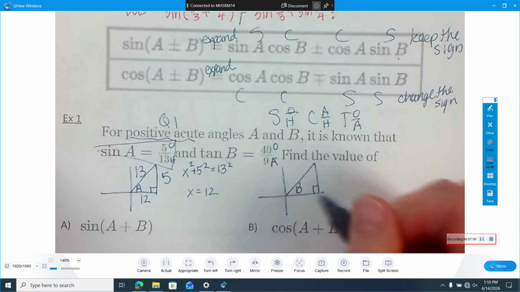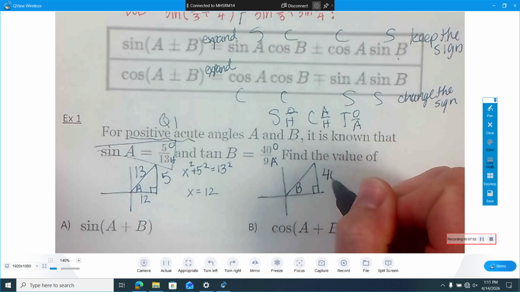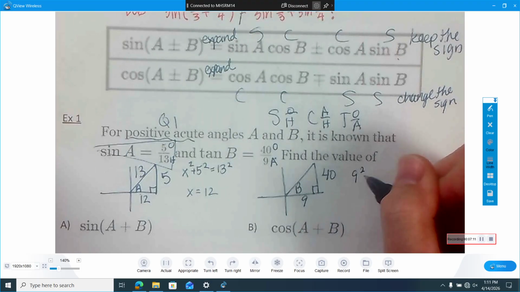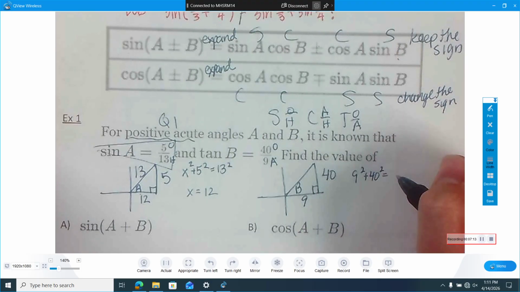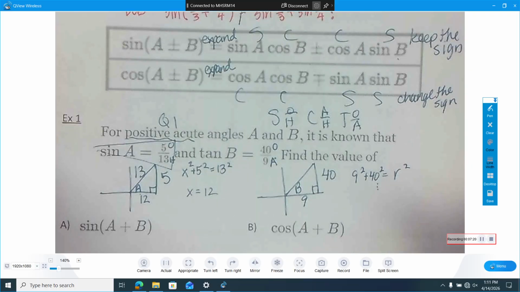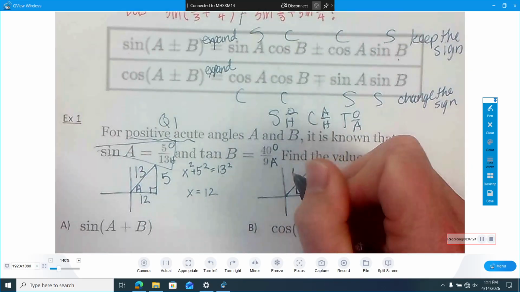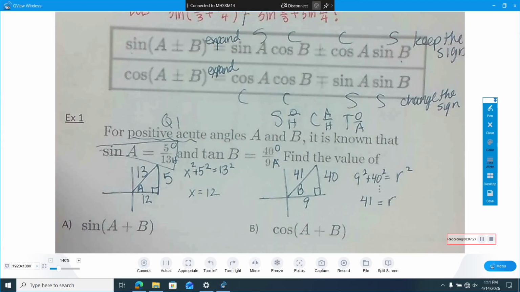Opposite over adjacent. So the opposite side is 40, the adjacent is 9, and I need to find the third side. What should I do to find the third side? Yeah. 9 squared plus 40 squared equals, I'm going to go with r squared. And what do you get for r? Yeah, r equals 41. Okay. All right, any questions so far on just drawing triangles? We've done this before. Okay, all right.